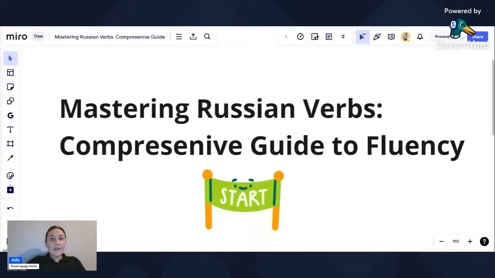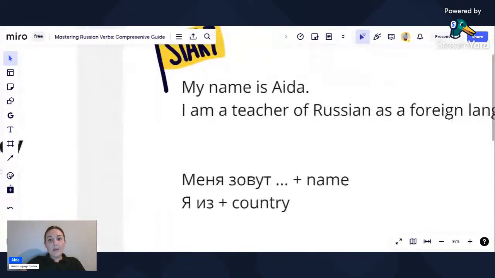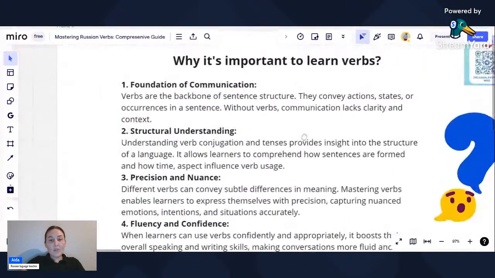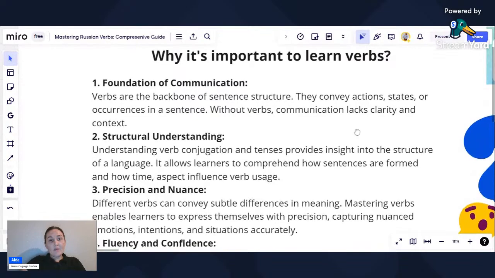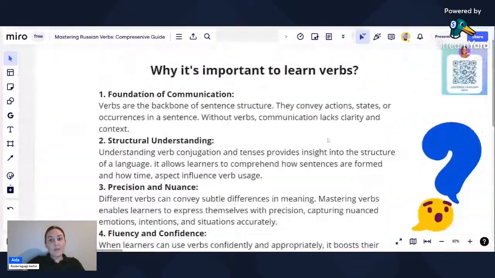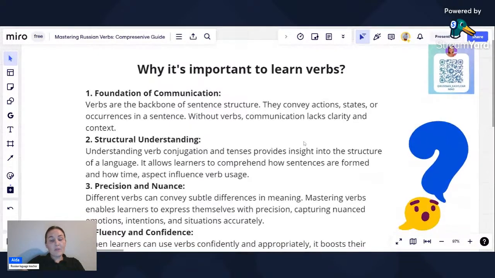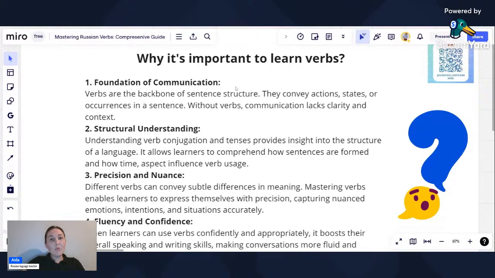So let's get started and talk about Russian verbs. The first question I would like to discuss with you is why it's important to learn verbs. Here you can see some reasons why verbs are important in the Russian language. The first reason is that they are the foundation of communication, because verbs are a very important part of speech in Russian, and they convey actions, states, or occurrences in a sentence. Without verbs, communication lacks clarity and context. So it's very important to know Russian verbs because you can understand the meaning of the sentence if you know the meaning of a verb.